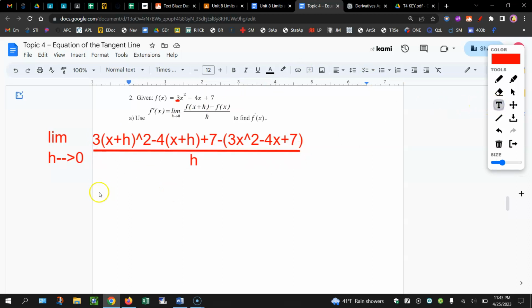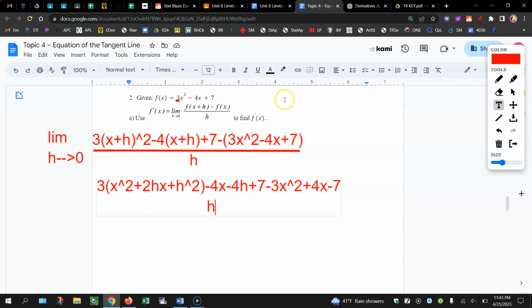Next step down, order of operations, you do the exponent first. So it's going to be 3 times (x squared plus 2xh, or 2hx, it does not matter, plus h squared). Close the parenthesis after that because you're going to have to distribute the 3. Minus 4x minus 4h plus 7 minus 3x squared plus 4x minus 7. And that whole thing divided by h.